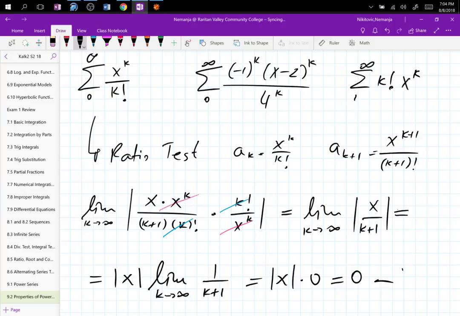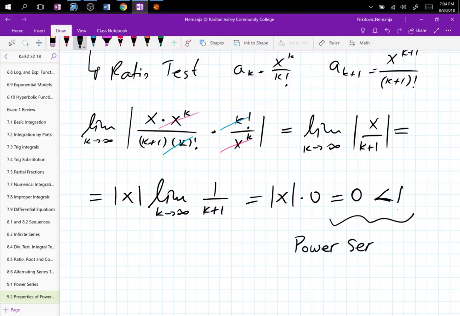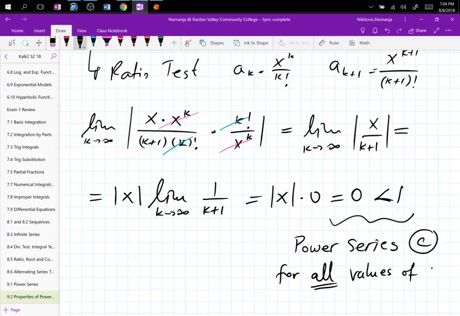Now 0 is always less than 1. So we see that because of this, the power series converges for all values of x. It doesn't matter what you pick. If you pick negative 10 times 0, it's going to be 0. That's less than 1, converge by the ratio test. If you pick a million times 0, that's 0, less than 1, converge by the ratio test. So for this particular problem, every single x that you pick is going to make it into a convergent series.